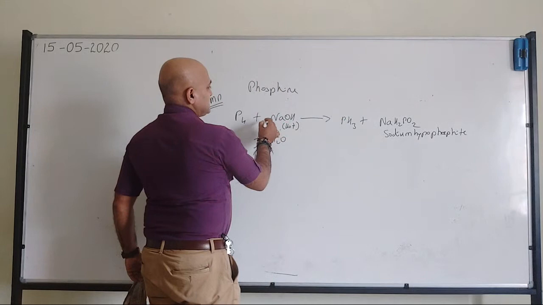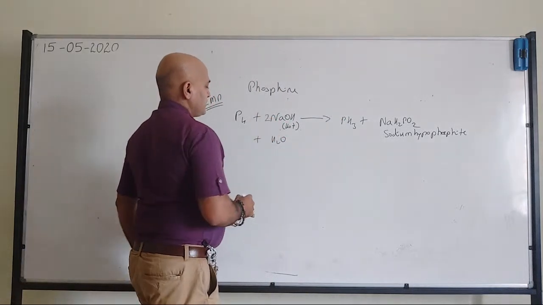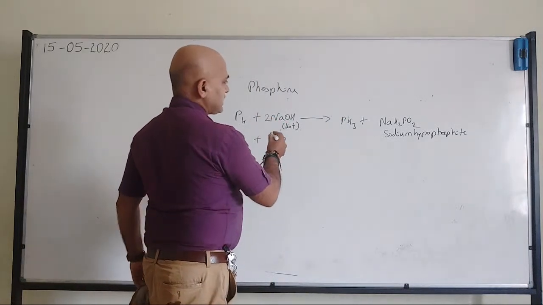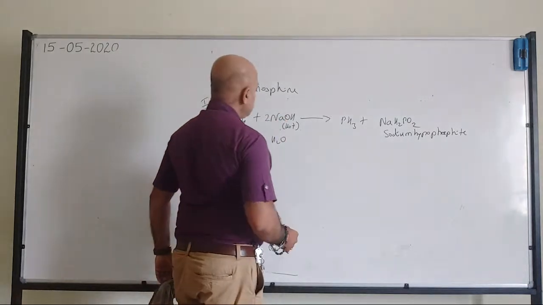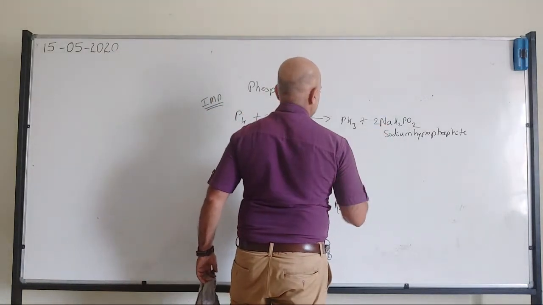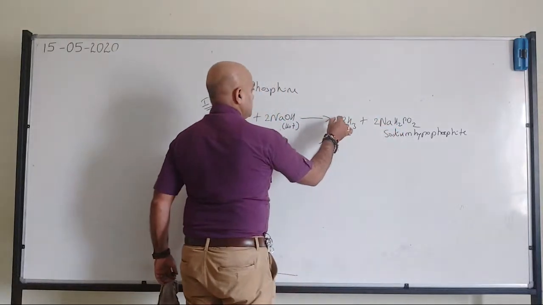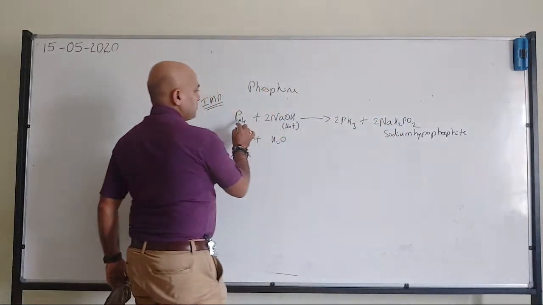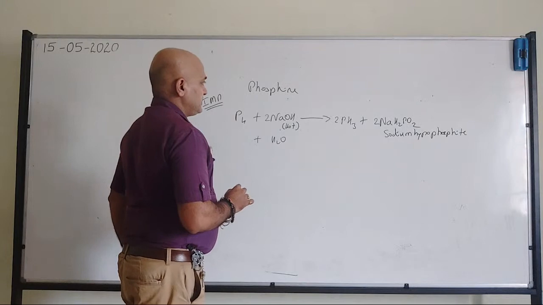So next digit will be 2. Next digit we cannot go with 1, so we have to change. Next number will be 2. So here also we will make it as 2. Here if it is 2, here also we should make it as 2 to make the phosphorus balanced.